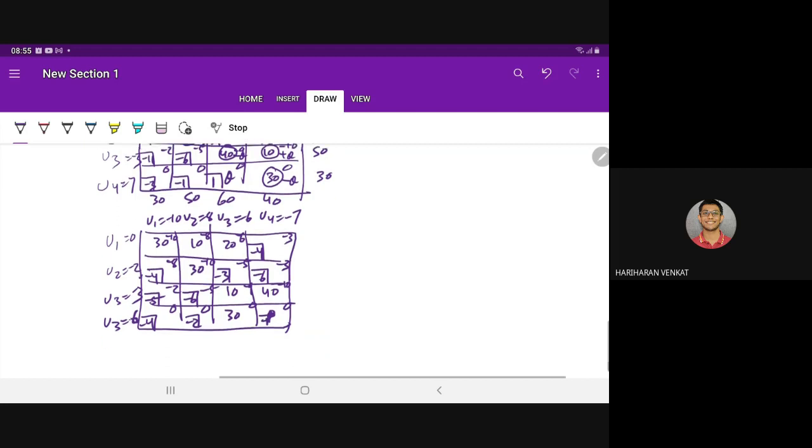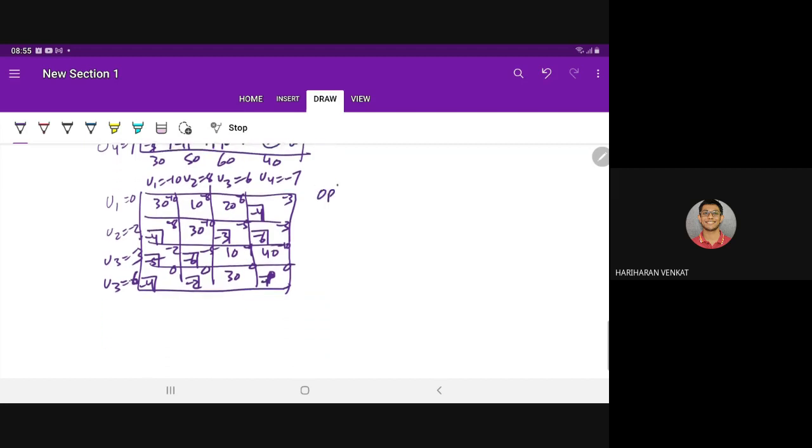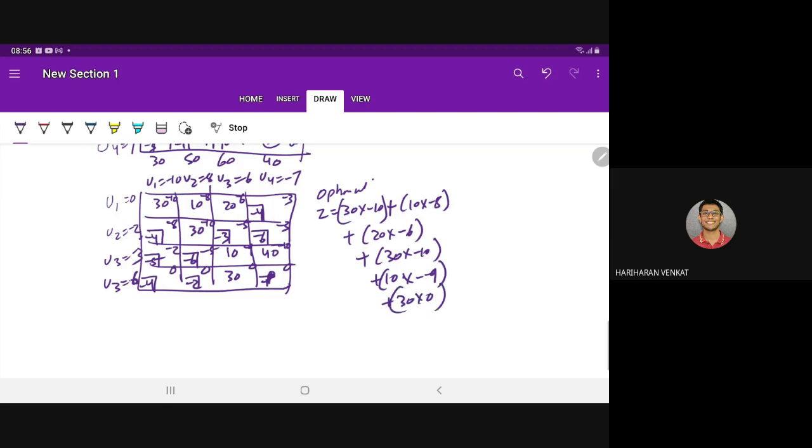So this is your optimal, right? Now this is the optimal. So when it is the optimal, total cost will become the 30 into minus 10 plus 30 into minus 10 plus 10 into minus 8 plus 20 into minus 6 plus 30 into minus 10 plus 10 into minus 9 and 30 into 0 plus 30 into 0. So what is this 30?